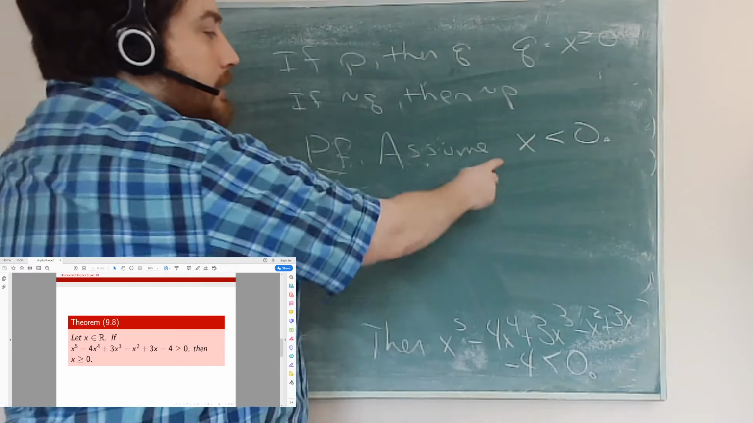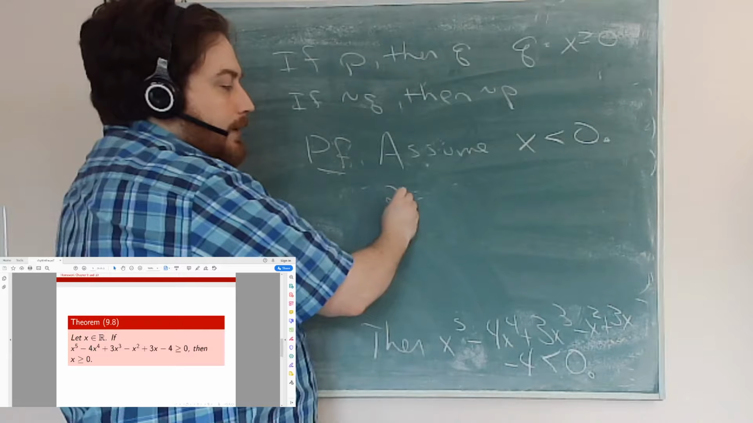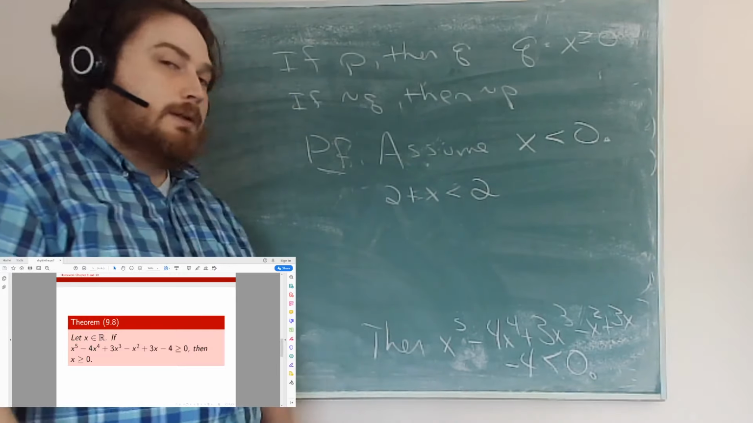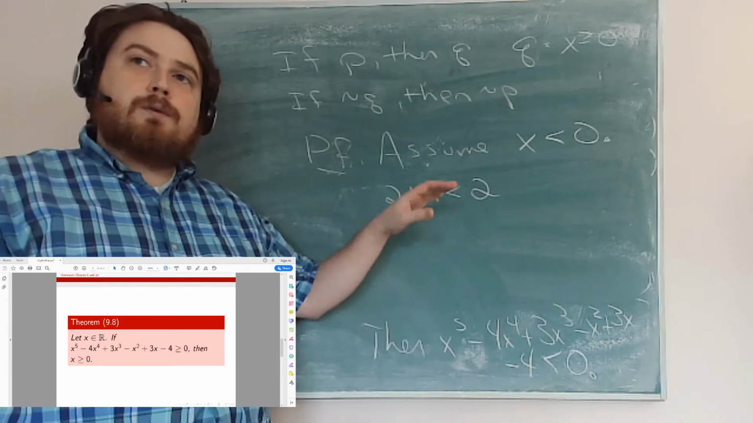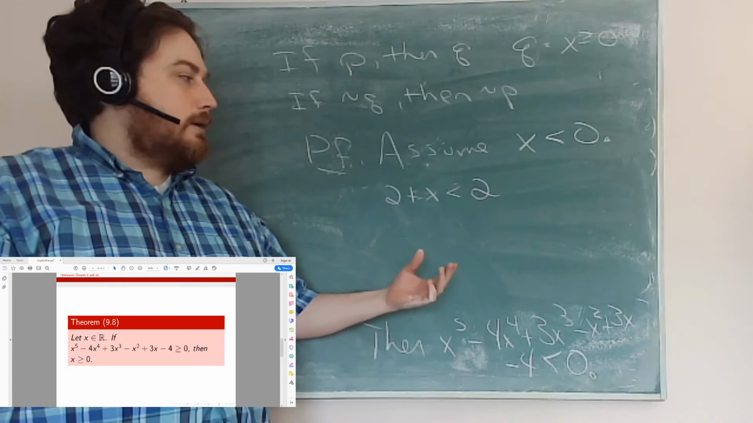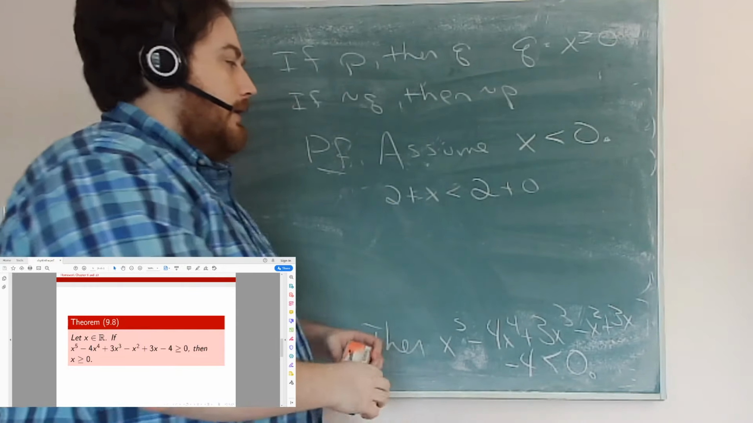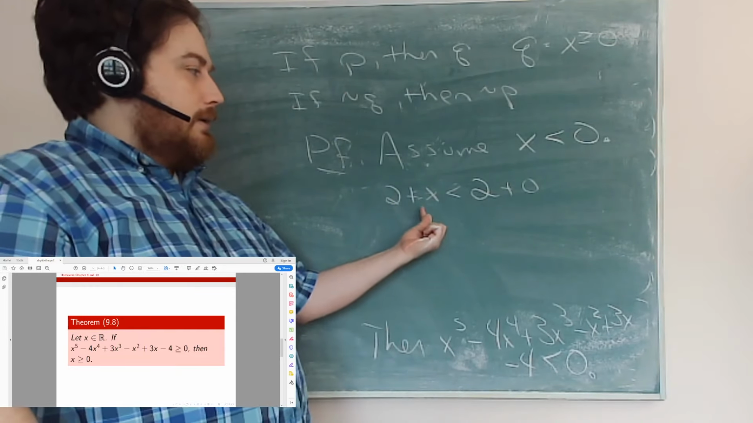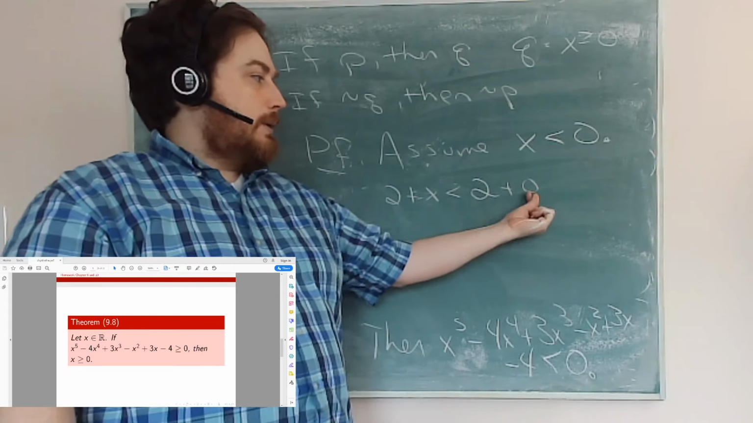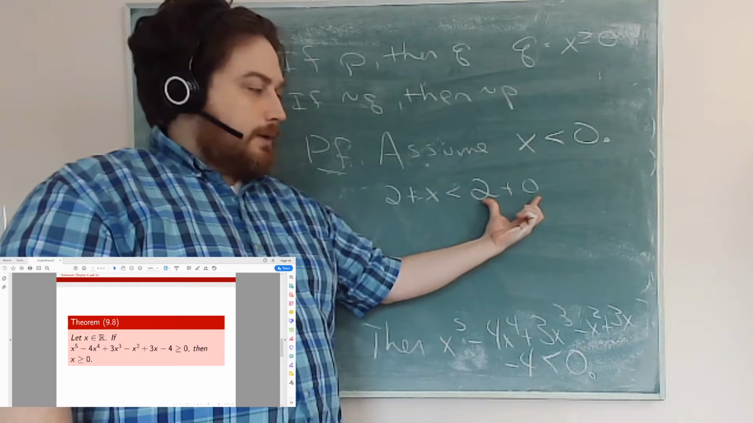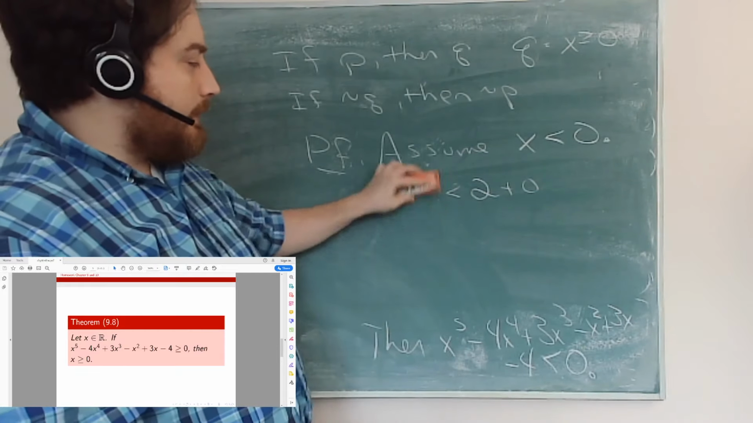Therefore, if x is less than 0, then I can write something like 2 plus x is less than 2. So this isn't part of the proof. I'm just trying to give us a guideline of what's going on here: if x is less than 0, then 2 plus x is less than 2 plus 0, because I can substitute in the bigger one, and my result will be bigger.